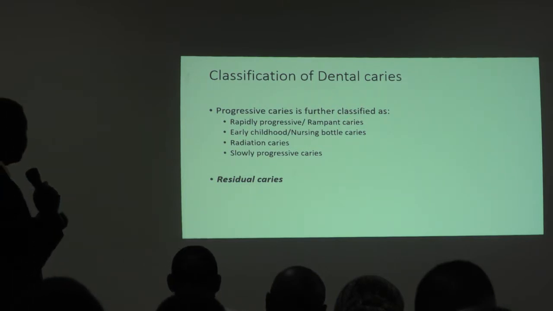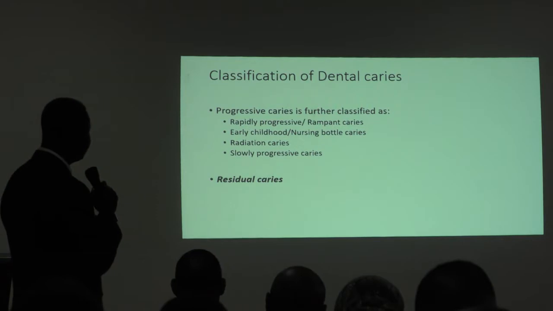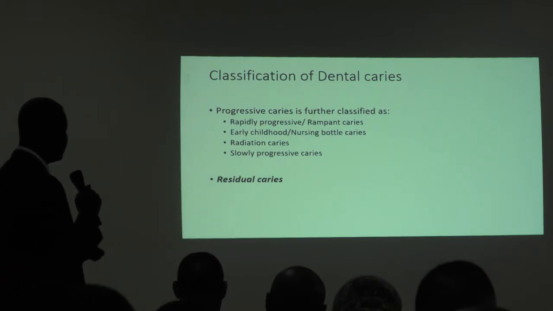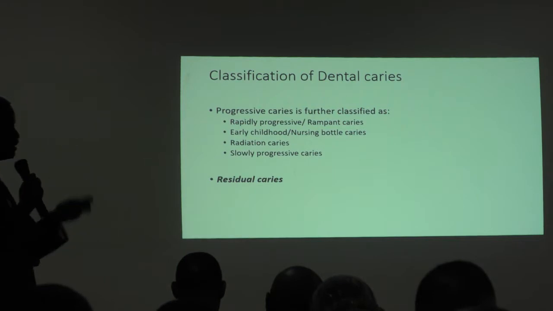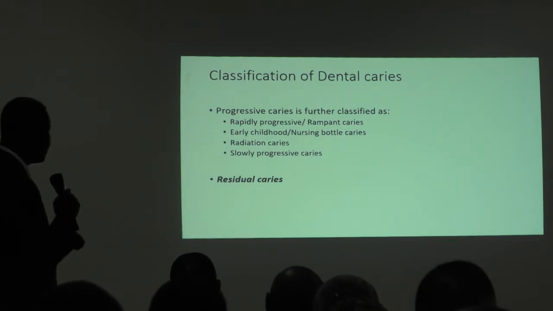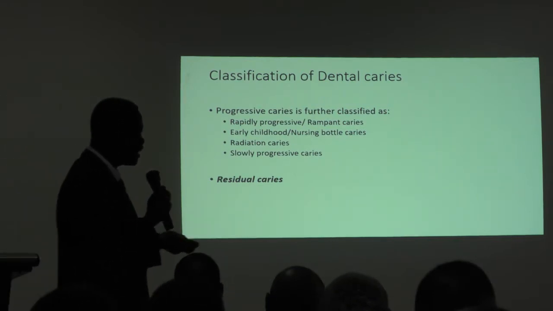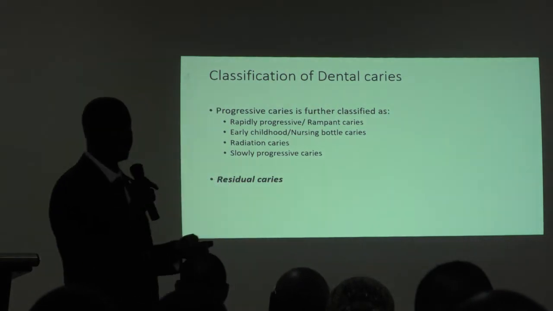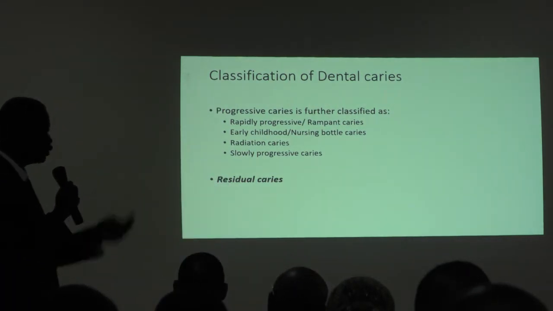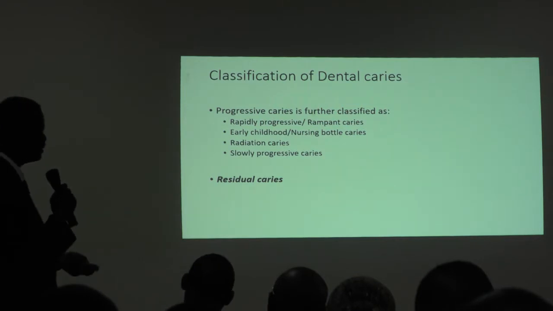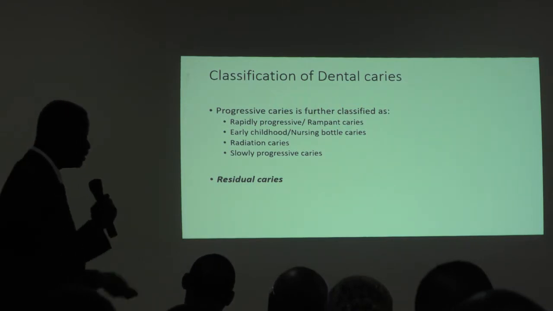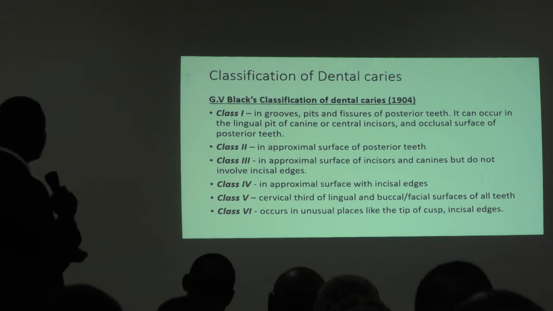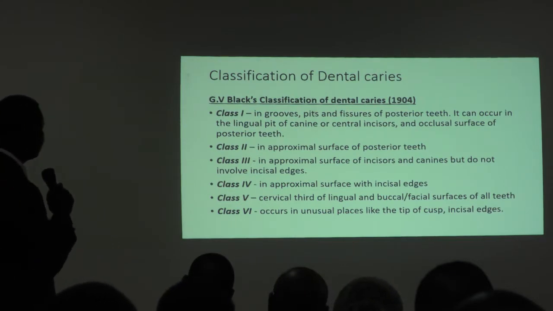Again, you can have other definitions like rampant progressive caries or rampant caries, usually in children. You realize that all their anterior teeth are gone. We can have a residual caries. Usually when you are doing the filling, if you're not able to remove all the caries, something is left there, you do your filling, then you have a nice filling, yet the cavity will be developing under it.